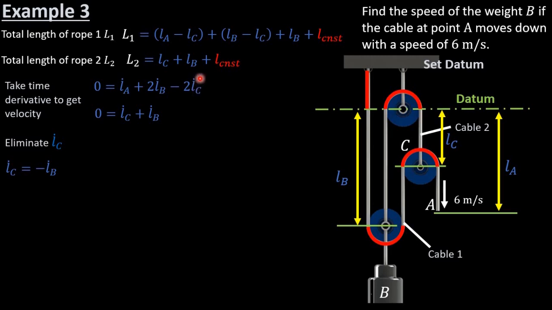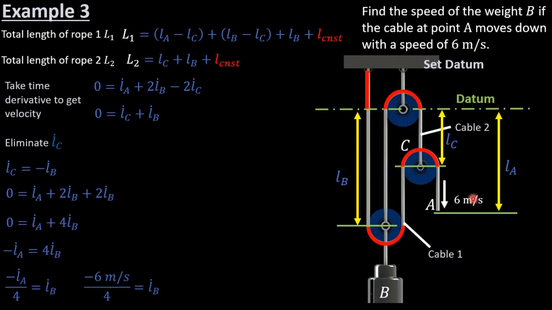So L sub C dot is minus L sub B dot. So I just substitute that into here to get this. So we've got a minus there and a minus there to give us plus. So I'm left with this, and then simplify that down to this. So that gives us 0 equals L sub A dot plus 4 times L sub B dot. And then subtract both sides by L sub A dot, and then divide both sides by 4.